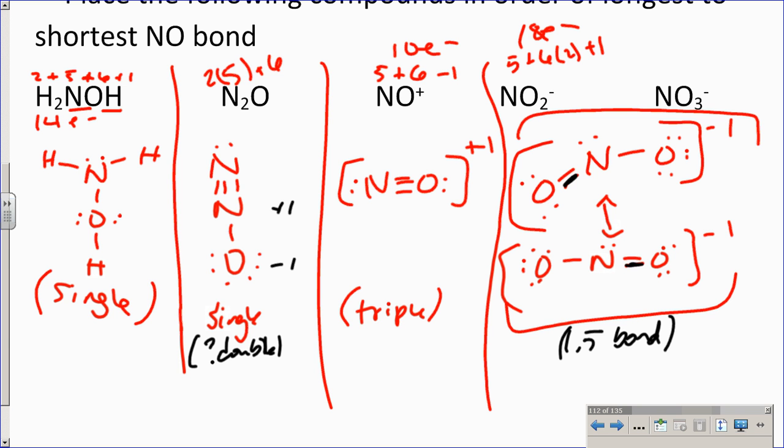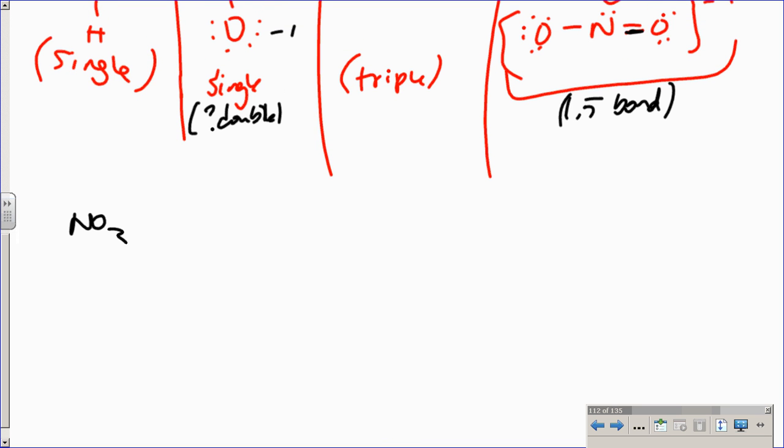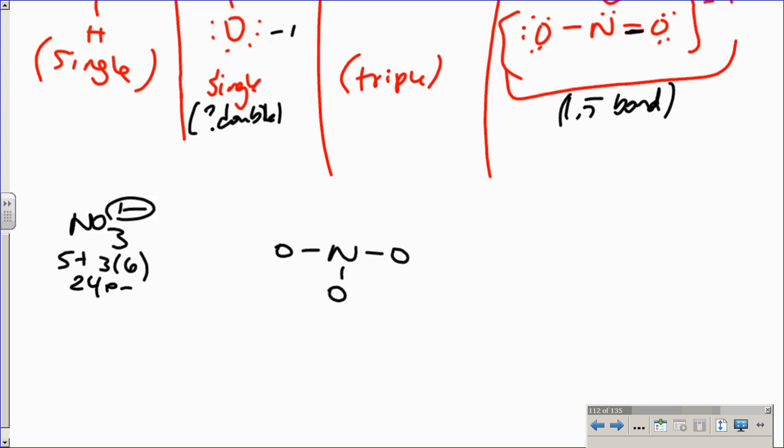Okay, so now NO3, 1 minus, is that what it said? NO3, 1 minus? Yeah, okay. So 5 plus 3 times 6 is 18, that's 23, 24 electrons, including this negative charge. So we have, this one's pretty obvious. I think we've actually drawn something similar to this before. A double bond on one of these. Maybe this works out. 4, 6, 8, 10, 12, 14, 16, 18, 20, 22. Octet on everybody.